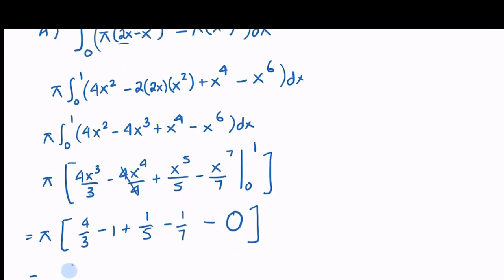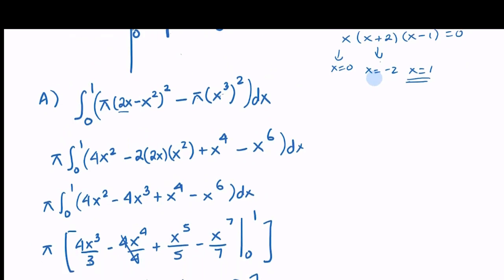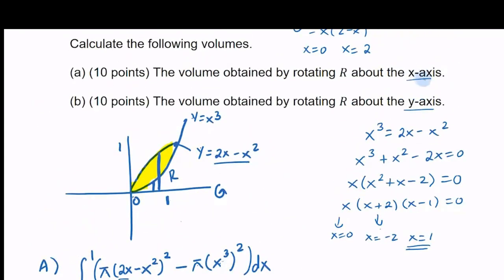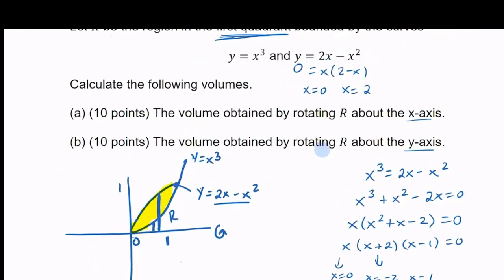And to save a bit of time, I've plugged it into the calculator. This here simplifies to 41 over 105, and we still have the pi, so that answer remains. This is the volume for part A. Again, if you wanted to, you could try cylindrical shells here, but I believe you will not be able to do cylindrical shells for this question because you won't be able to isolate for x.